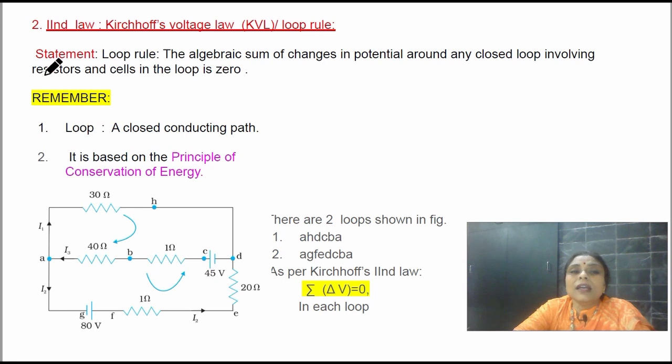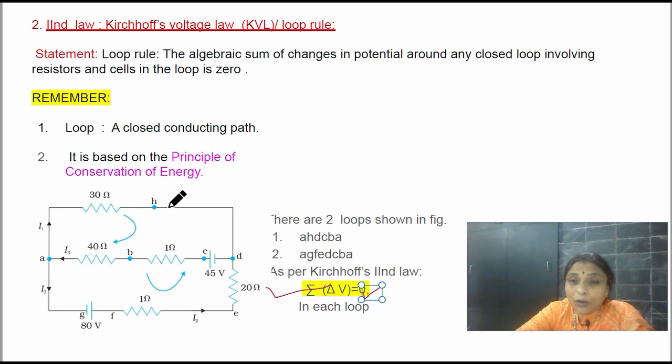The second law states that the algebraic sum of changes in potential around any closed loop involving resistors and cells in the loop is 0. That means if you take a loop like this, there will not be any net change in potential. The potential may vary along the resistors, but if it is increasing at one point, it will be decreasing at another point. Delta V summation is equal to 0. This is the second law. And this loop rule is based on the principle of conservation of energy.